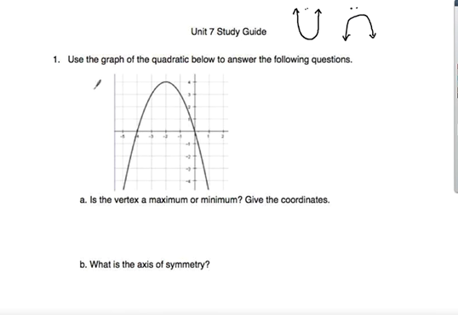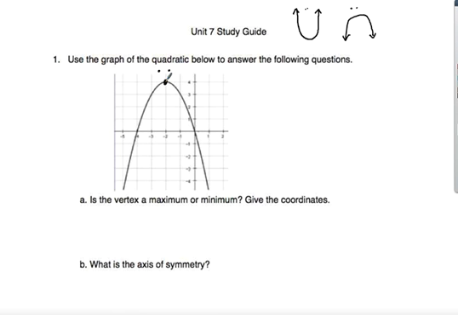Alright, so in the first one on your study guide, it says use the graph of the quadratic below to answer the following questions. We can tell that this particular parabola opens down, like a frowny face. Because it opens down, that means it is going to have an absolute highest point where no other points go past that point. And that point is right here.